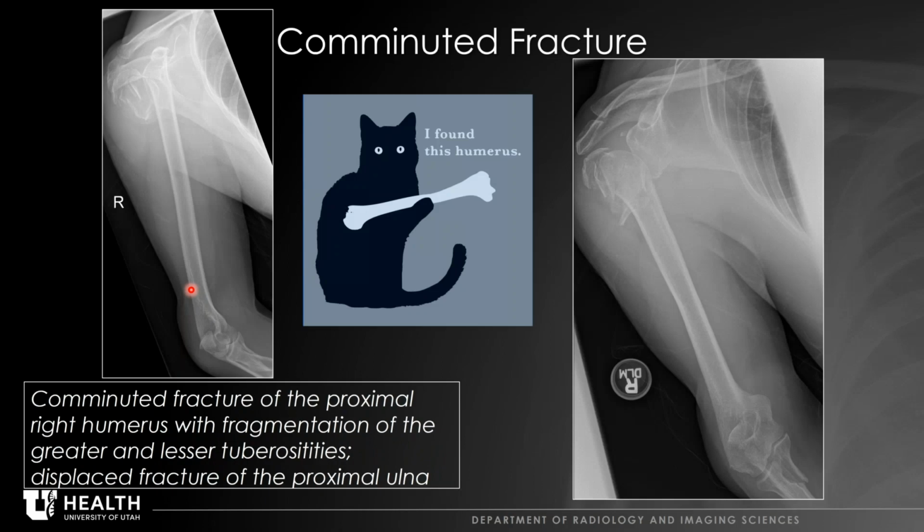And then here's another fracture of the humerus. This is a comminuted fracture of the proximal humerus with fragmentation of the greater and lesser tuberosities, as well as then we can see a displaced fracture of the proximal ulna.